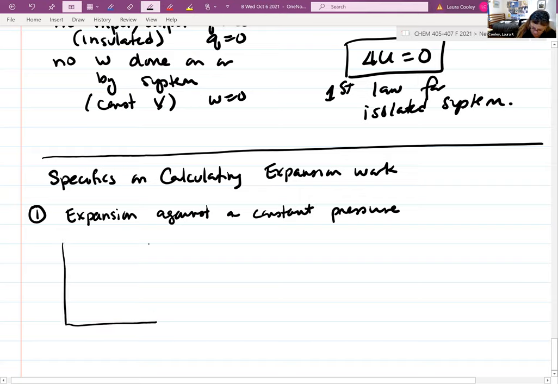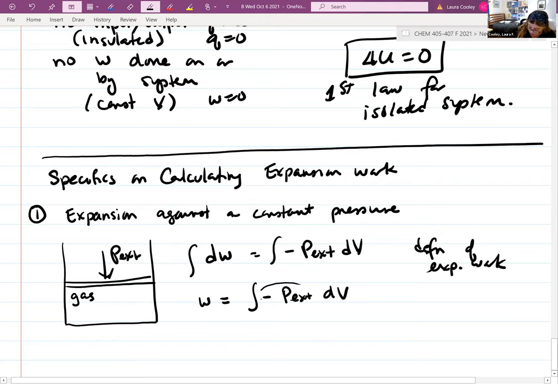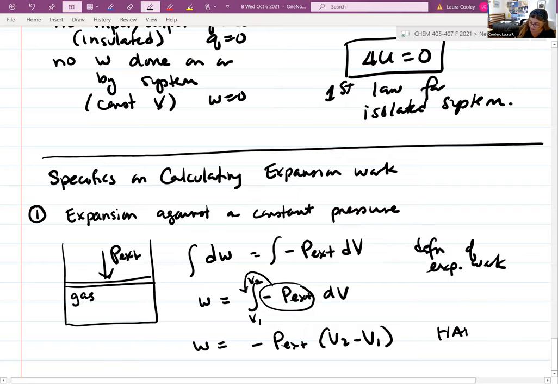So here we have our piston with a nice removable wall. We have our gas down here and we have an external pressure, okay? Now, dW is minus P external dV. This is the definition of expansion work. And when you integrate this, you can take P external as constant. We did this already, really. And we have two limits here, V1 and V2. So the work is minus P external times V2 minus V1. So we had this already.